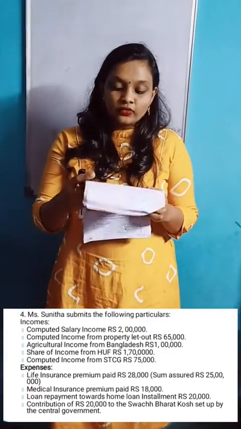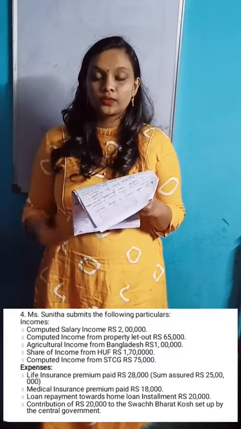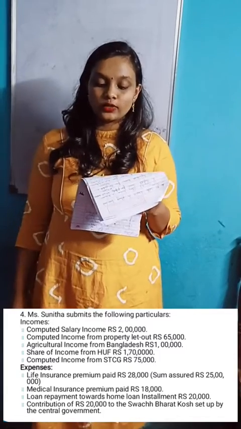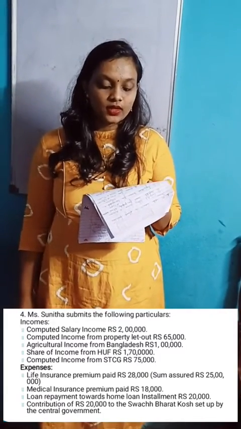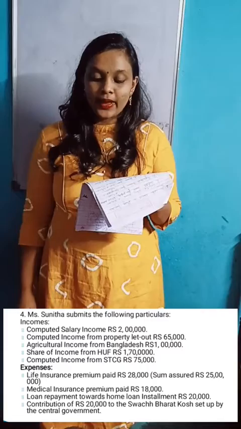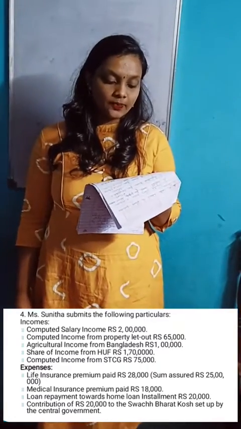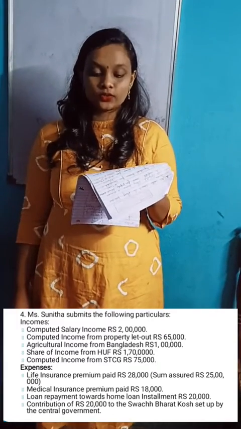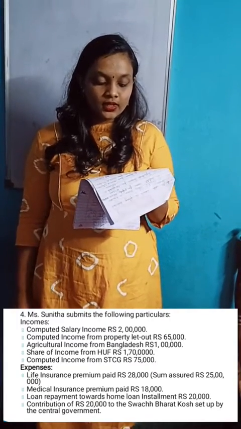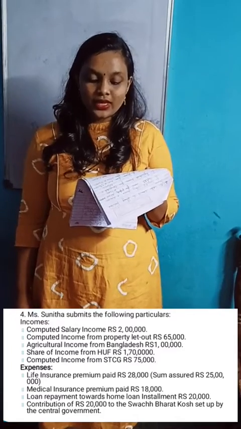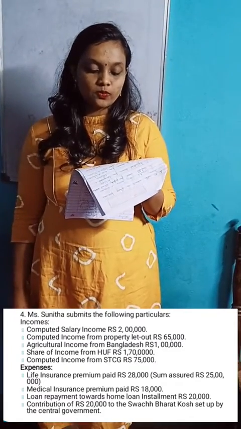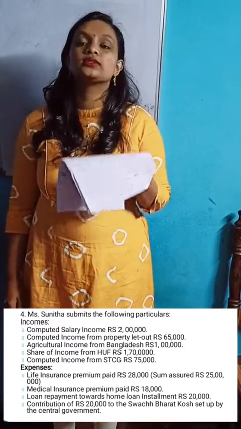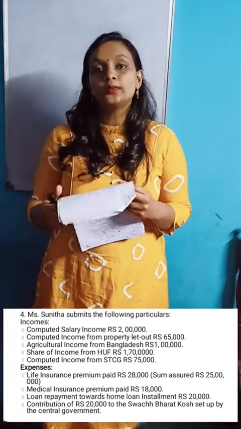Expenses. Life insurance premium paid rupees 28,000. Sum assured, that is 25 lakh. Medical insurance premium paid rupees 18,000. Loan repayment towards home loan installment rupees 20,000. Contributions of rupees 20,000 to the Swachh Bharat fund set up by the central government. So this is a question. Let's move to a problem.